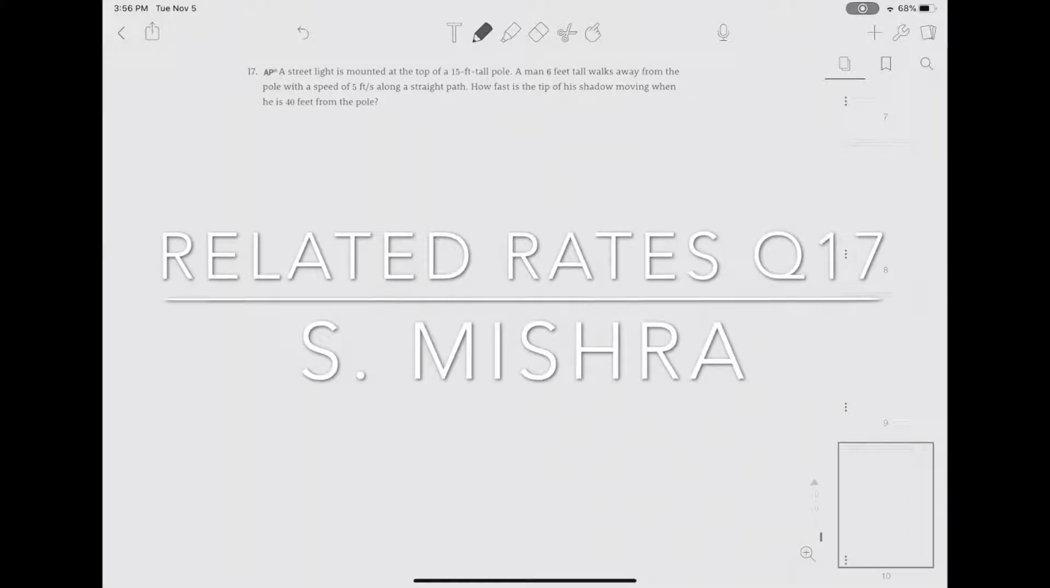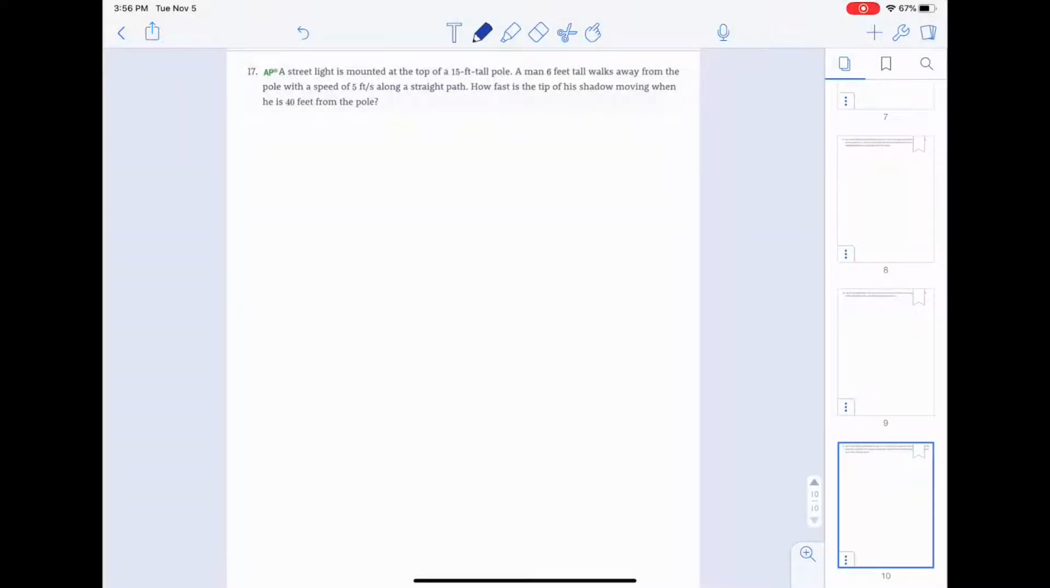Number 17. A street light is mounted at the top of a 15 feet tall pole. A man 6 feet tall walks away from the pole with a speed of 5 feet per second along a straight path. How fast is the tip of his shadow moving when he is 40 feet from the pole?